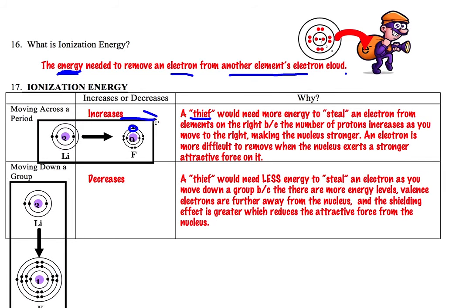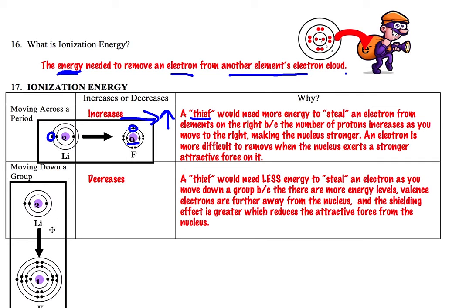So as I go to the right, the thief needs more and more energy. If I'm on the left, I don't need as much energy. That electron's right there. There's only 3 protons, so I can probably steal that without too much energy. But if I'm going up against 9 protons, I need a lot more energy. Now, let's talk about going down.